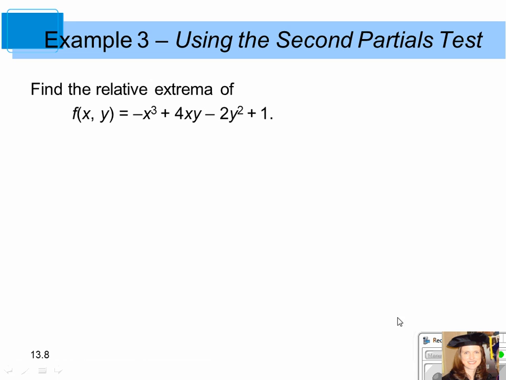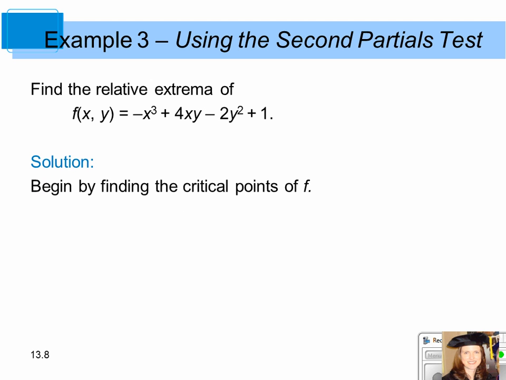In this example, we're using the second partials test to find the relative extrema of f of x, y equals negative x cubed plus 4xy minus 2y squared plus 1. To begin, we find the critical points of f.